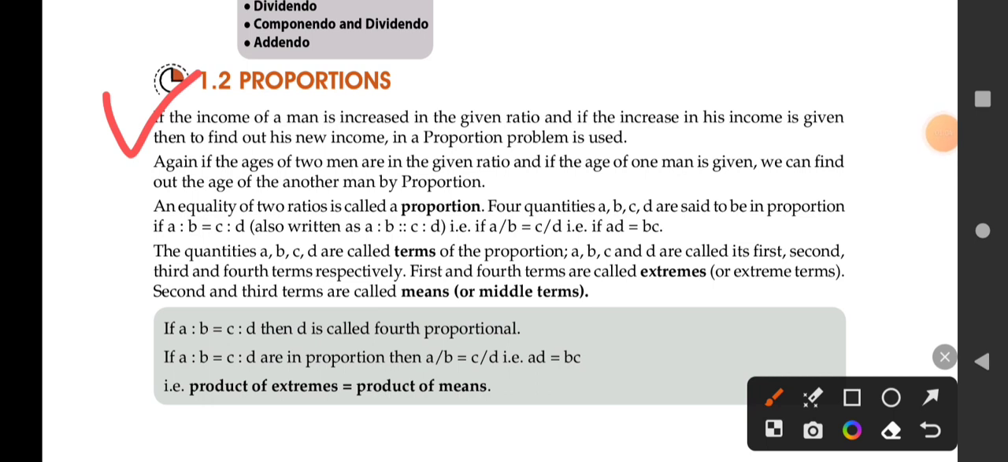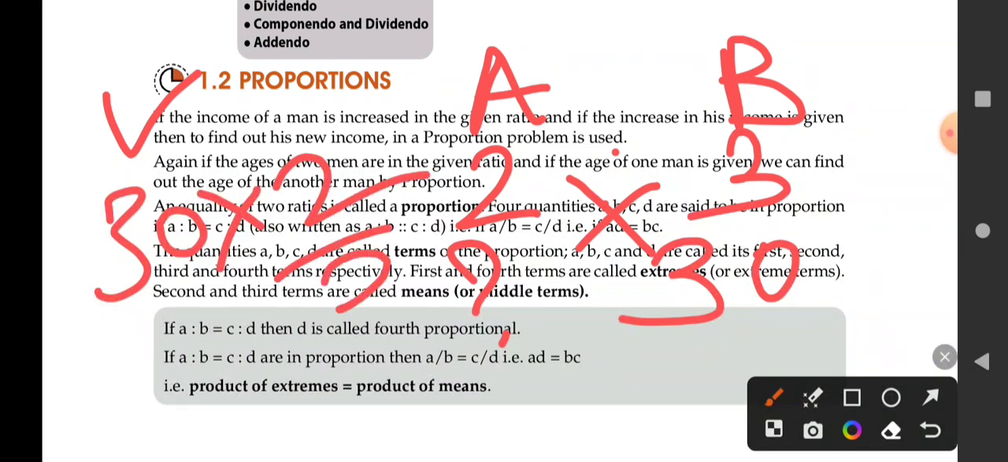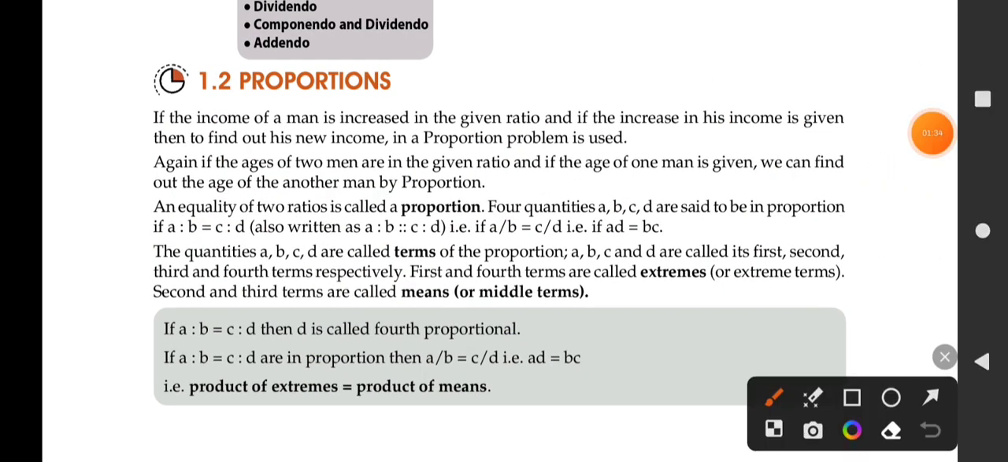Okay, so how are proportions used to solve problems? For example, we have seen that A and B are two men. Their ages are in the ratio 2 is to 3. Suppose B's age is 30 years, then how will you calculate A's age? 30 into 2 divided by 3. That is 20.